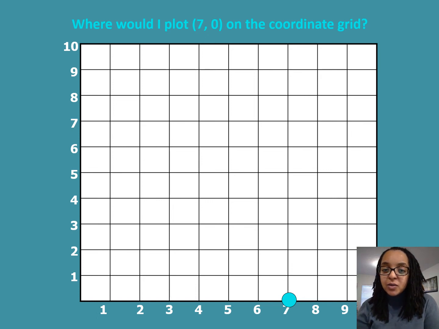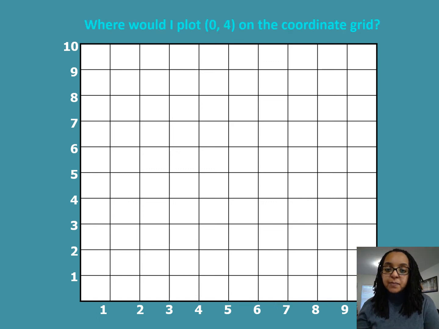And I want to talk about this one a little bit. So 7 is our x-axis coordinate, so I start at the origin right here, and I go over 1, 2, 3, 4, 5, 6, 7 spaces on the x-axis. Now because the y-axis coordinate is 0, that means that I don't really need to go up by any spaces, I just stay where I am. That's why the 7, 0 is sitting on that axis.